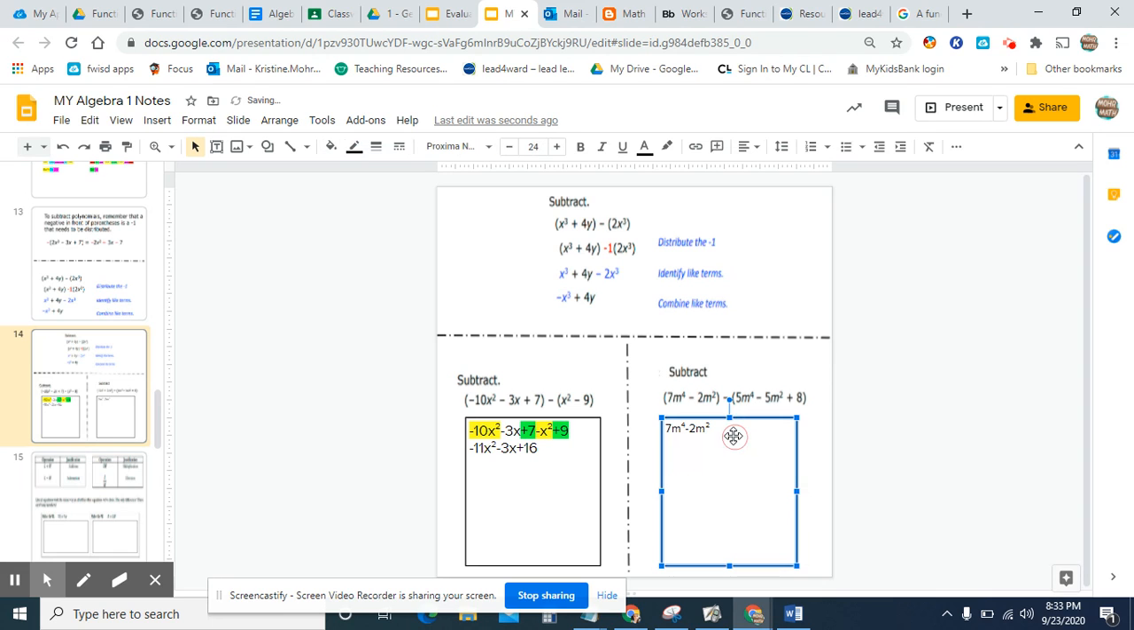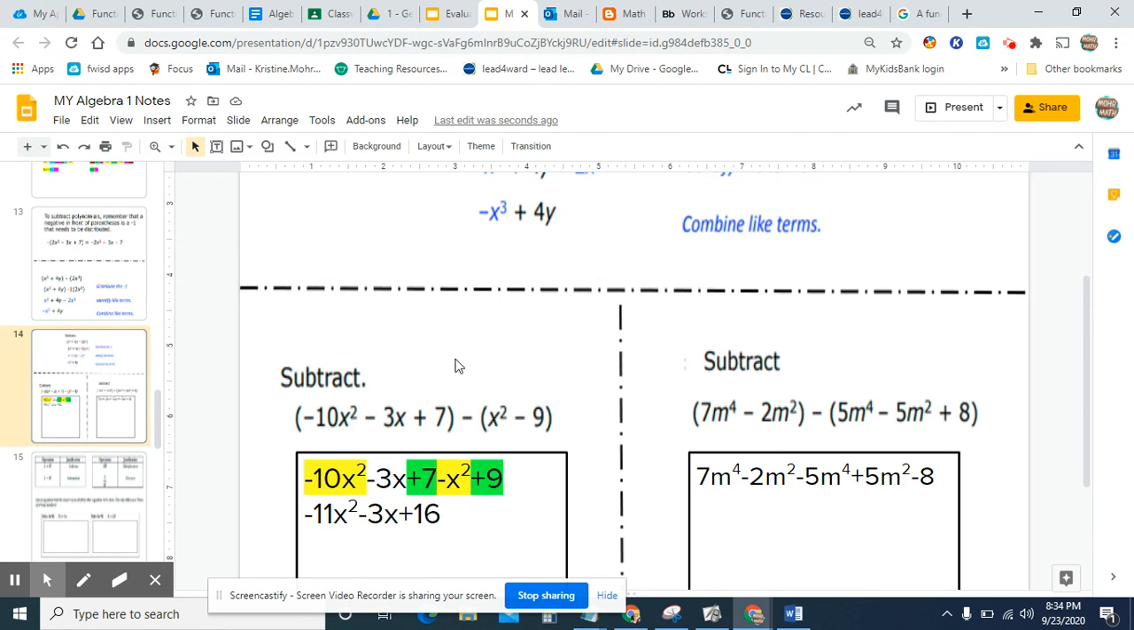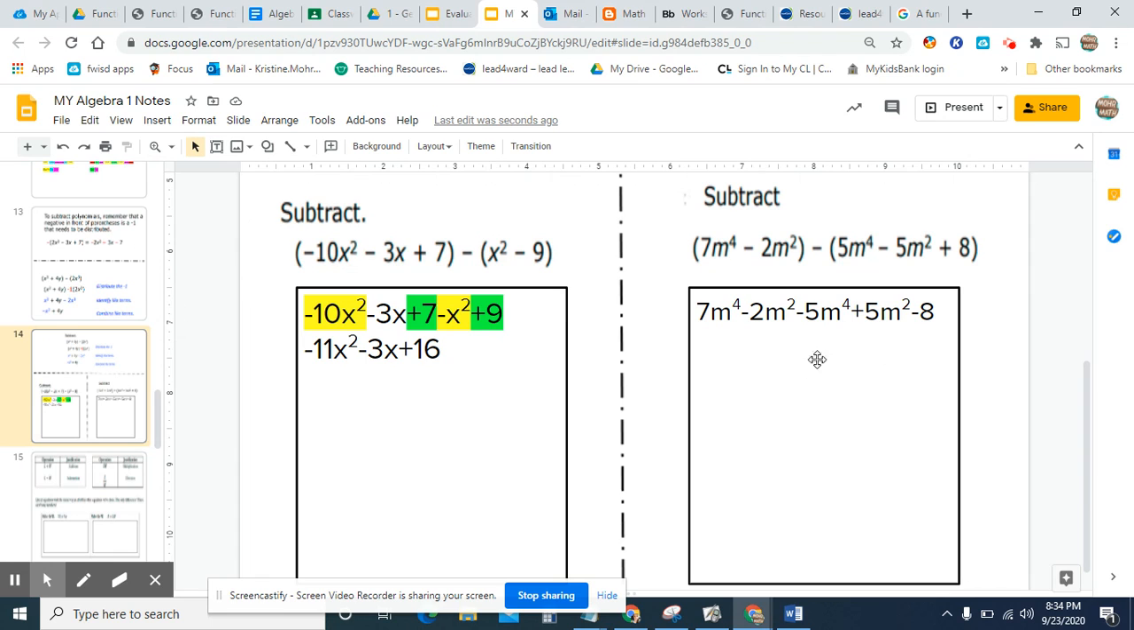This 5 starts positive, so now it's going to become negative 5m with exponent 4. This middle term, the 5m squared, was negative, so now it's going to be positive 5m squared. 8 started positive, now it's going to become negative. So then we just go and identify any like terms. Oh, there we go. Now we're not struggling so hard to see.